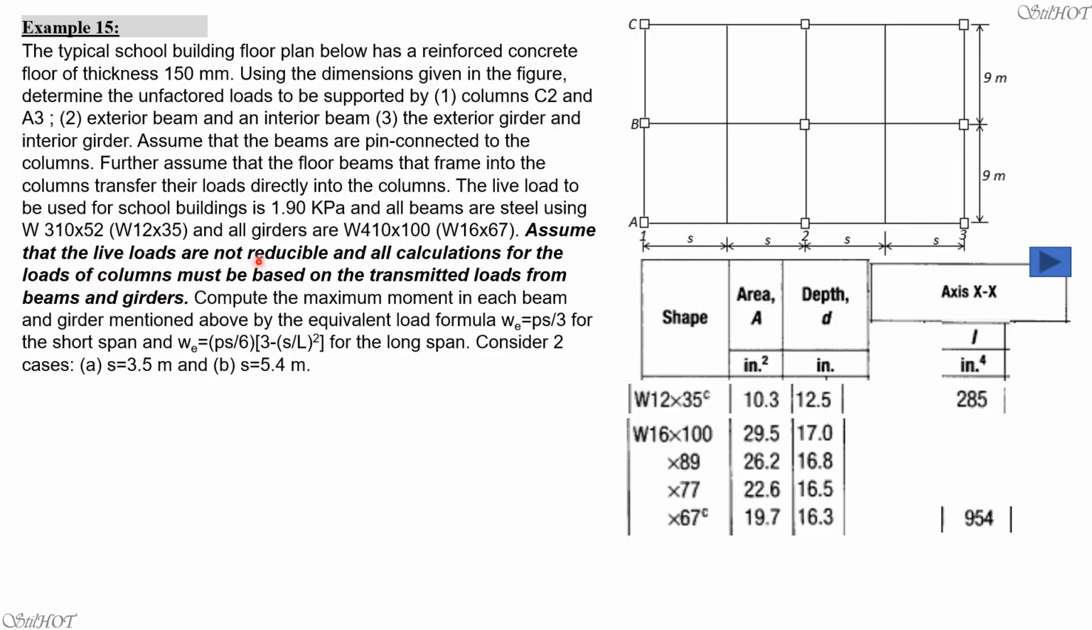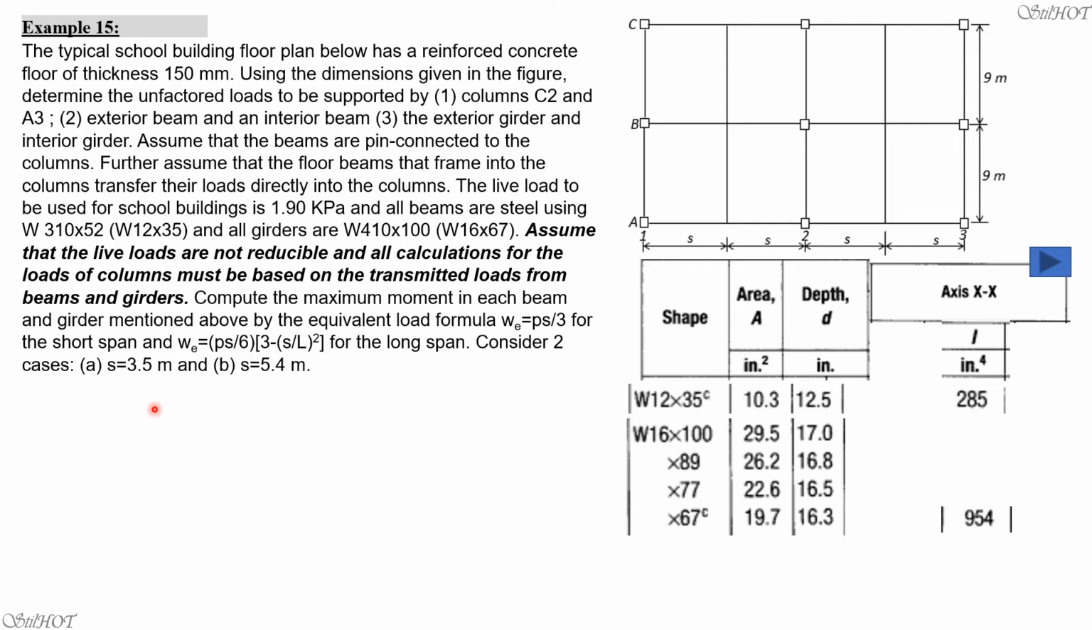Assume that the live loads are not reducible, so we will not reduce it just like before, and all calculations for the loads of columns must be based on the transmitted loads from the beams and girders. So for instance, the load in this column here will be computed based on the reaction of this external girder, these are two identical, and this interior beam here. So remember, this is the plan or top view, and for this interior beam there will be reactions at the ends, depending on the load.